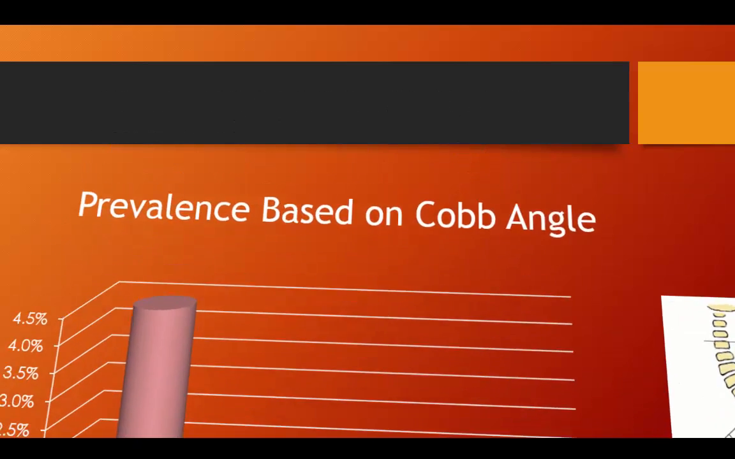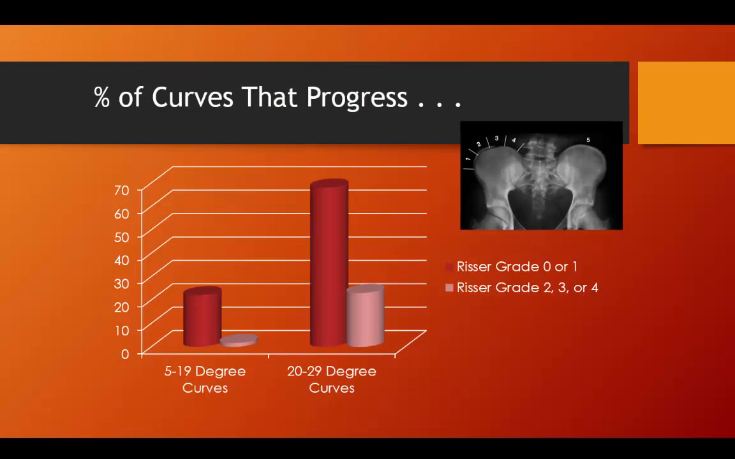Not all curves progress. Here's a graph illustrating the percentage of curves that progress based on the riser sign or Cobb angle at the time of diagnosis. For a riser sign 0 or 1, 22% of curves from 5 to 19 degrees progress. 68% of curves from 20 to 29 degrees progress. For a riser sign 2, 3, or 4, 1.6% of curves 5 to 19 degrees progress, whereas 23% of curves 20 to 29 degrees progress.